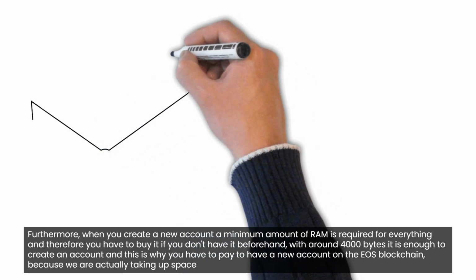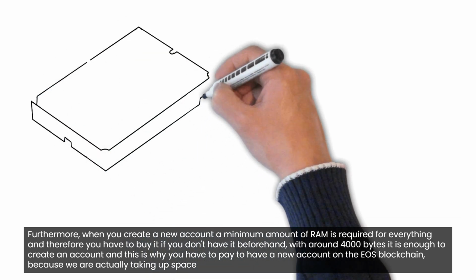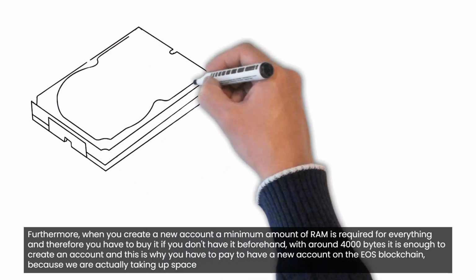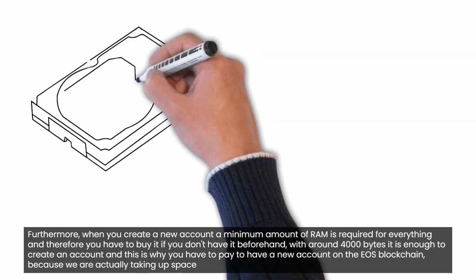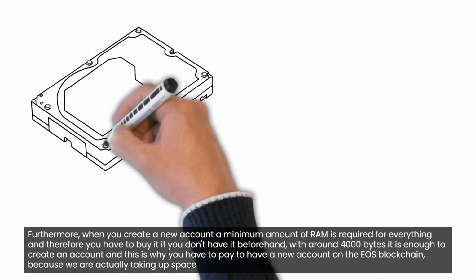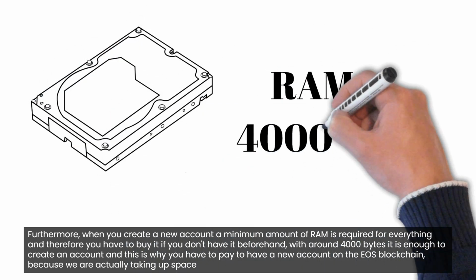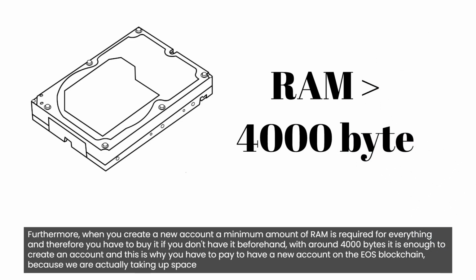Furthermore, when you create a new account, a minimum amount of RAM is required for everything, and therefore you have to buy it if you don't have it beforehand. With around 4,000 bytes it is enough to create an account, and this is why you have to pay to have a new account on the EOS blockchain, because we are actually taking up space.